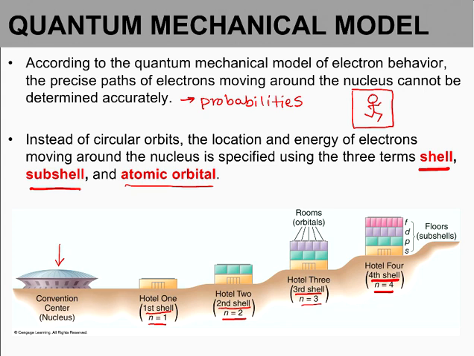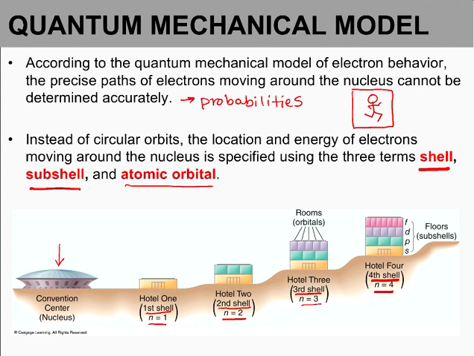And in Hotel 2, there are 2 floors. The first floor has 1 room, and then the second floor has 3 rooms. And then in Hotel 3, there's 3 floors, and again, the first floor has 1 room, the second floor has 3 rooms, and then the third floor has 5 rooms. And then in Hotel 4, again, we have floor 1 with 1 room, floor 2 with 3 rooms, floor 3 with 5 rooms, and then the last floor has 7 rooms.